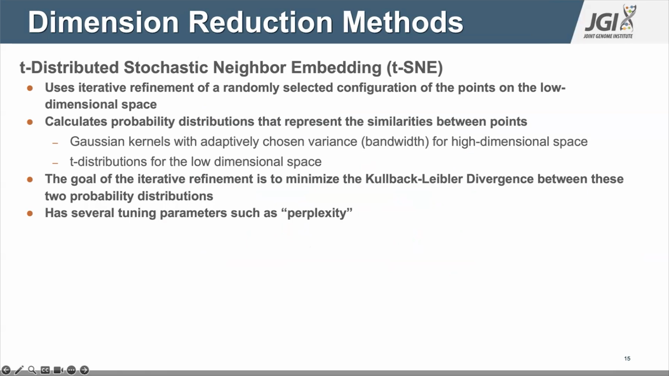And tsne has several tuning parameters. In particular, the so-called perplexity affects how the bandwidths for the Gaussian kernels for the high dimensional probability distribution are chosen.